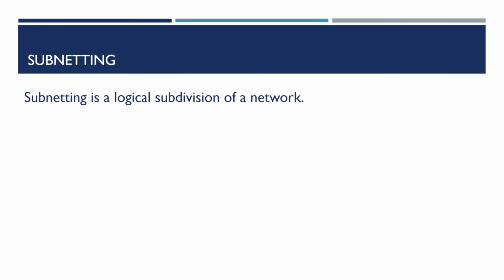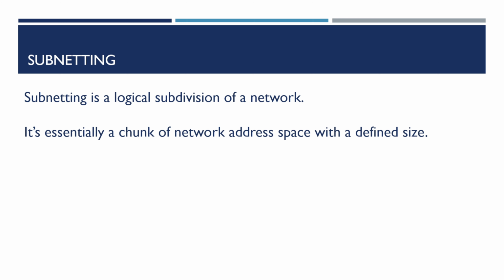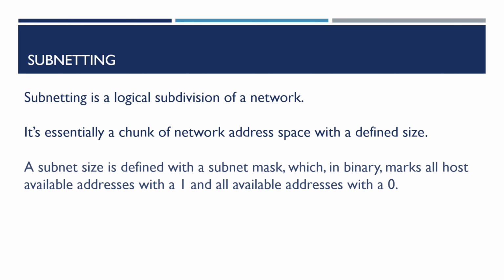But subnetting is a logical subdivision of a network. Again, logical is virtual. It's a virtual interaction. There's nothing physical functioning at this layer. Subnetting is essentially a chunk of network address space with a defined size. Subnet size is defined with a subnet mask, which in binary marks all host available addresses with a 1.